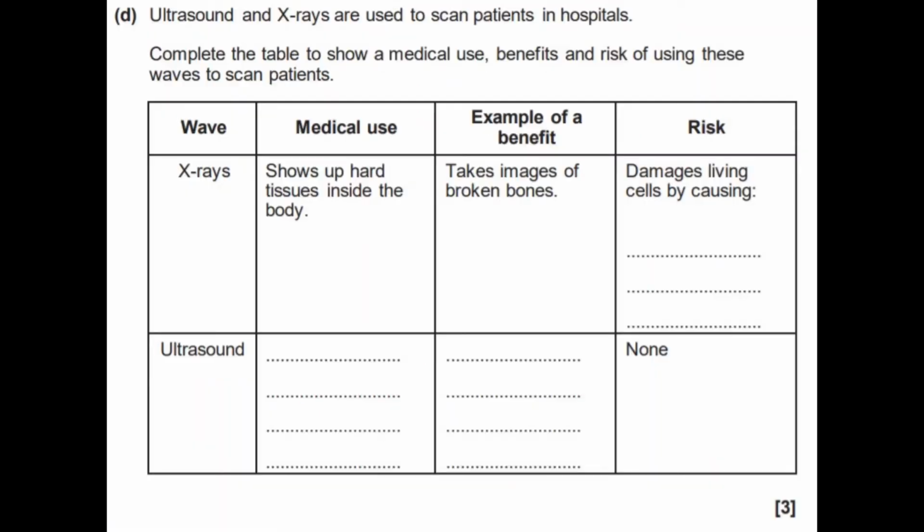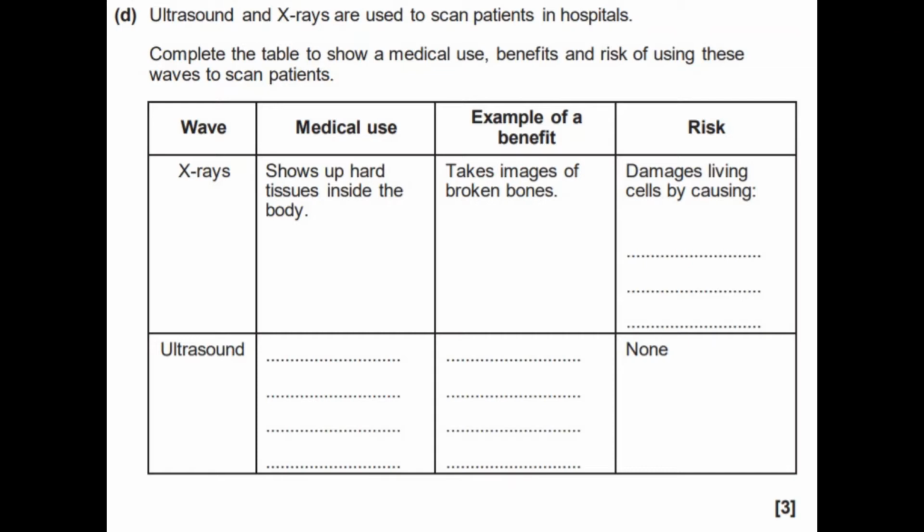Part D. Ultrasound and X-rays are used to scan patients in hospitals. Complete the table to show a medical use, benefits and risk of using these waves to scan patients. So you've got 3 rows and 4 columns. Now the row for X-rays, the medical use shows up hard tissues inside the body. Example of a benefit, takes images of broken bones. And the risk, damages living cells by causing blank. What is that blank?